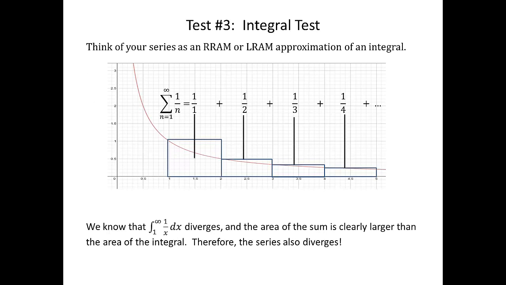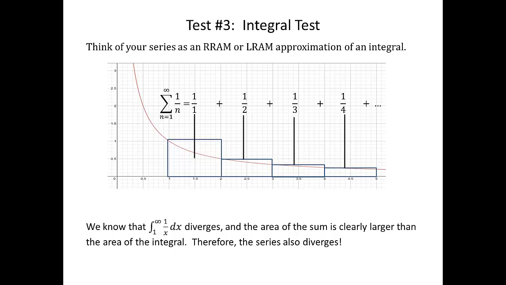All right, test 3. This is called the integral test. The integral test is you just think of your series as an RRAM or an LRAM approximation for a particular integral. So in our case, we can think of it as an LRAM approximation for the integral from 1 to infinity of 1 over x dx. We already know that that particular integral diverges, and it's pretty clear that the area in the rectangles is larger than the area under the curve for that integral. So since the integral diverges, we also know that the series has to diverge.